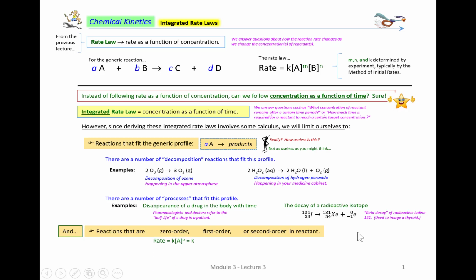So for zero order reactions, recall the rate law from the previous lecture would be rate equals k times the reactant concentration to the zero power, so rate would just be equal to the rate constant. A first order reaction would have this form from the previous lecture, and the second order reaction would have this form.